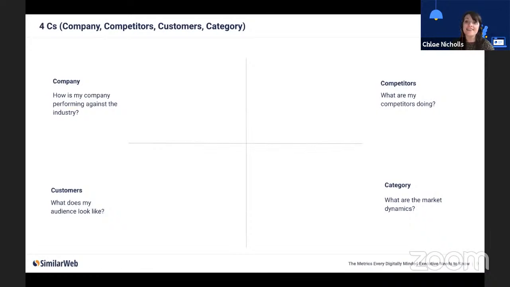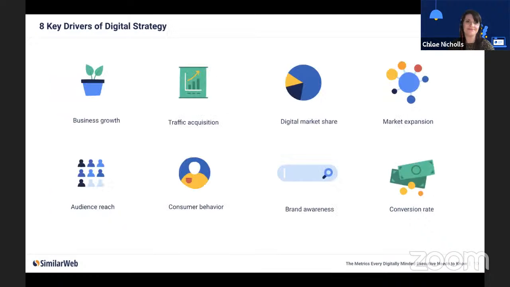And then finally, the category. So looking at market dynamics. So what's happening in your market, what are the trends happening over time, where should you actually potentially launch a new product or go into a new region. So this is the 4 C's framework to start thinking about how you would plot those North Star KPIs into your own digital strategy.